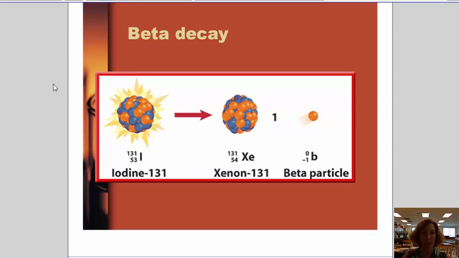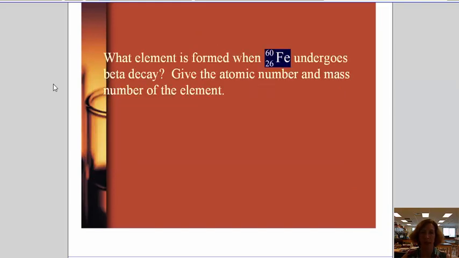So if we look at an example problem for beta decay, what element is formed when iron-60 undergoes beta decay? If we start with our iron isotope, remember our beta particle. You'll see beta can be written as an e, or it can be written as a regular b. All of those mean the same thing. So what plus 0 equals 60? Of course, that is 60. What plus -1 gives me 26? Well, that's 27, and so this is cobalt. Remember, 27 tells me that I have cobalt.